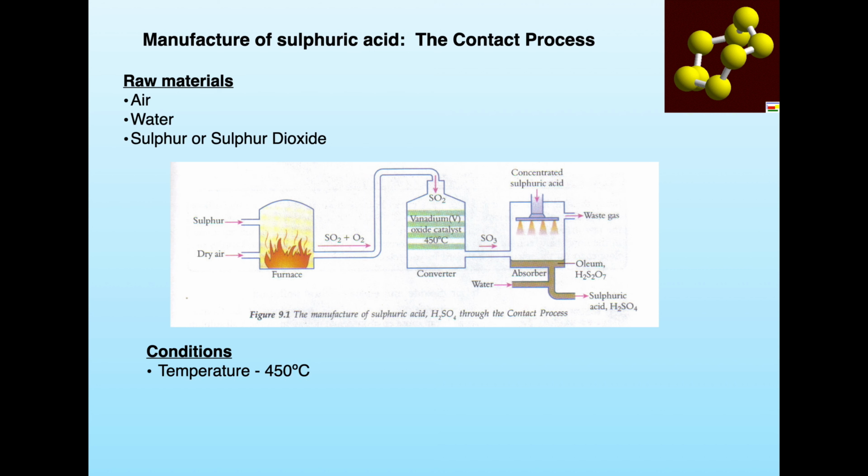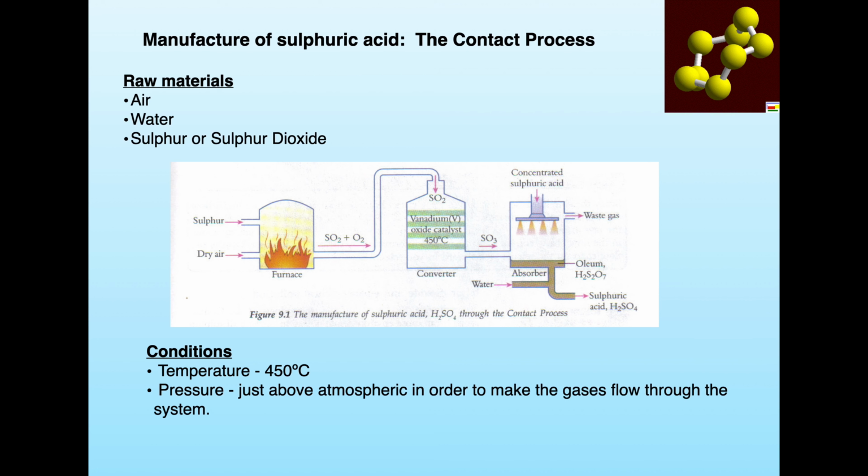The conditions you must remember: 450 degrees C, that's 450, not minus 450. Pressure is just above atmospheric pressure to make the gases flow through the system, and the catalyst is vanadium(V) oxide. Vanadium(V) oxide is V2O5, just so you know.